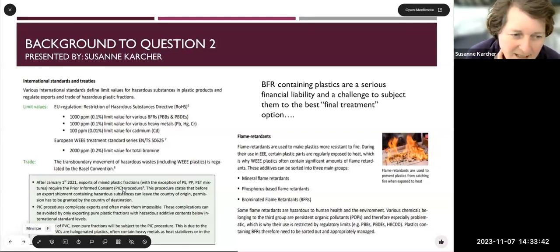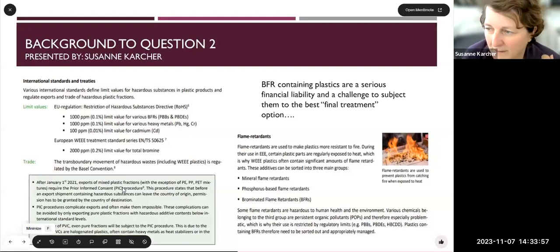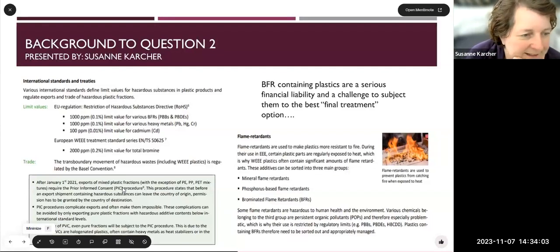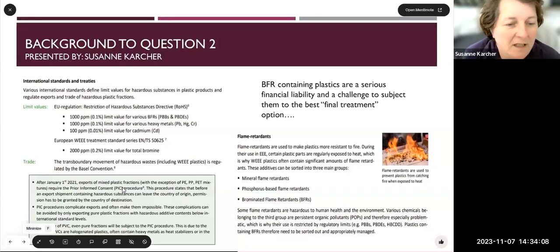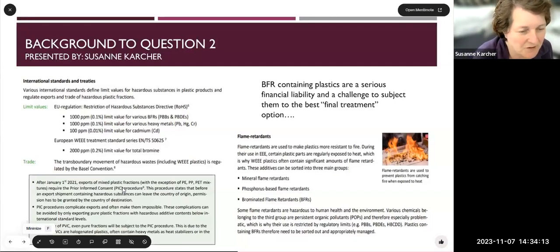That is the CENELEC standard, the series from Wiele Beck, CENELEC standard 50625, and they actually say if you have plastics that exceed 2,000 ppm of total bromine, it is considered to be something that you need to treat as flame retardant treated plastic. There is the transboundary movement of hazardous waste, and e-waste plastics is obviously part of a hazardous waste arrangement. And after January 21, the exports of mixed plastic fractions require prior informed consent.